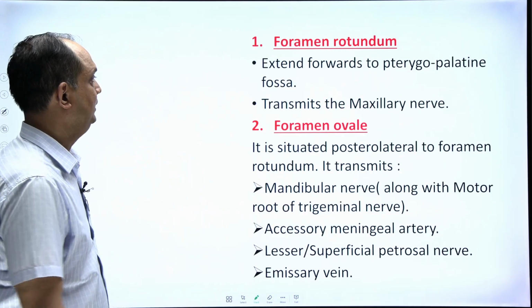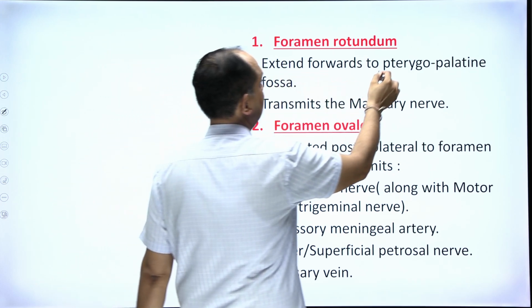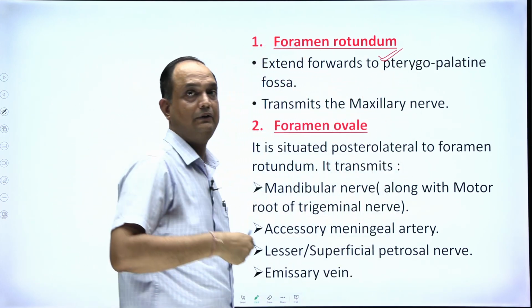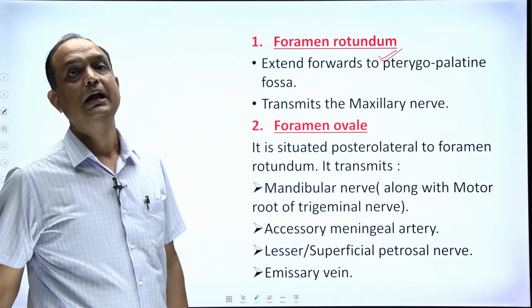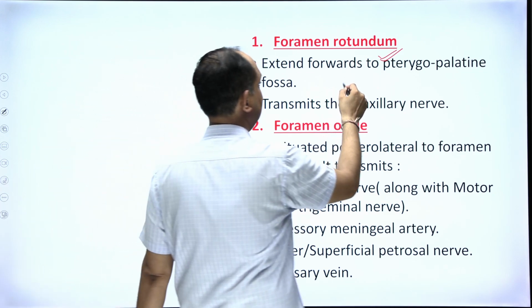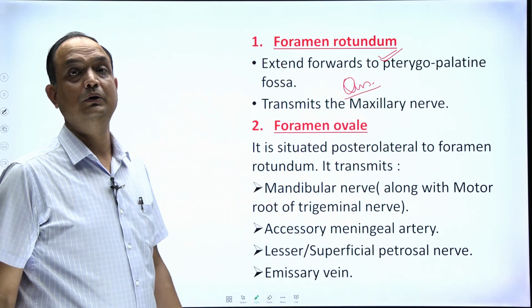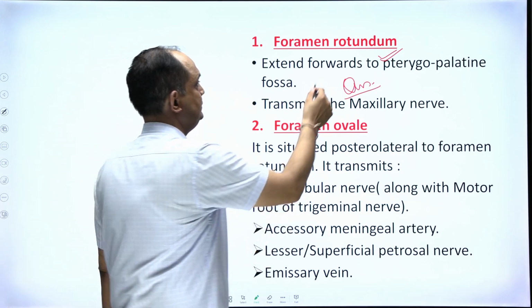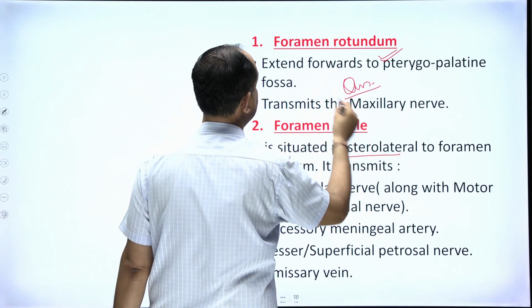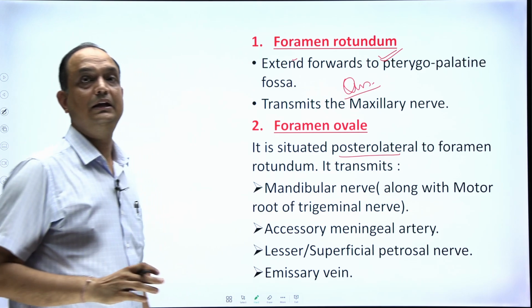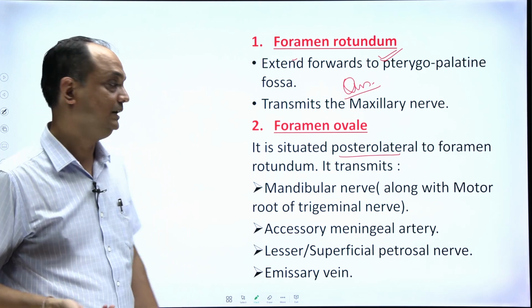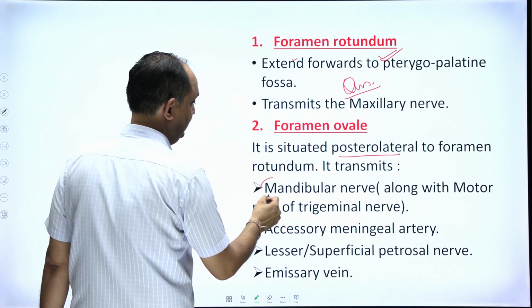So, let us see all these 5 one by one. First is foramen rotundum. You know that foramen rotundum opens into the pterygopalatine fossa. It is the antero-posterior foramen, and it allows passage to the maxillary nerve. This is a question of your exam. Now, foramen ovale is again important, which is just posterolateral to this foramen rotundum, and there are 4 structures transmitted. One is the mandibular nerve.